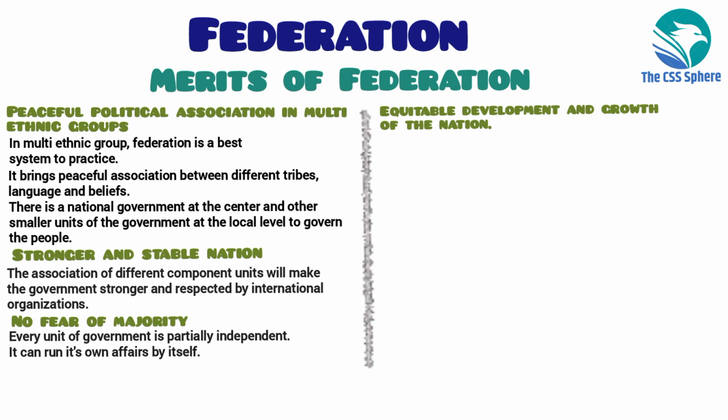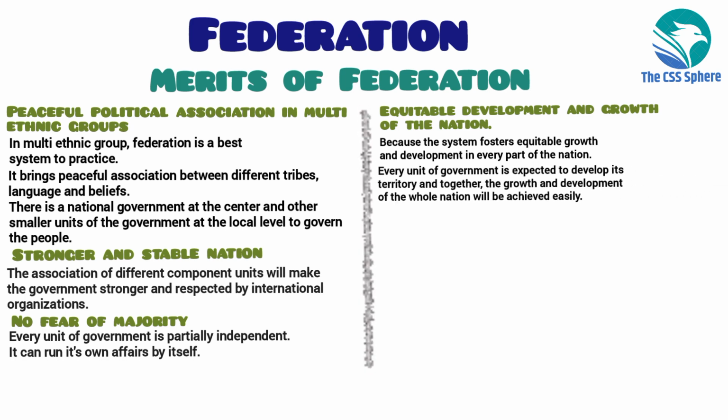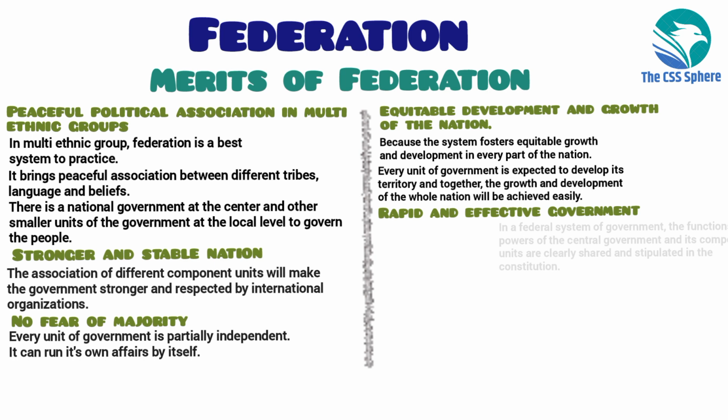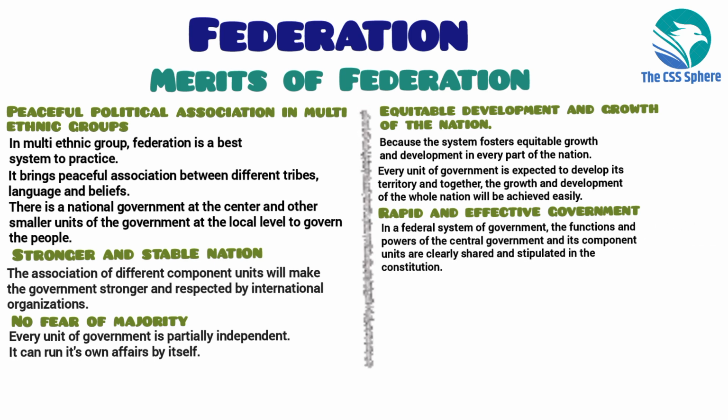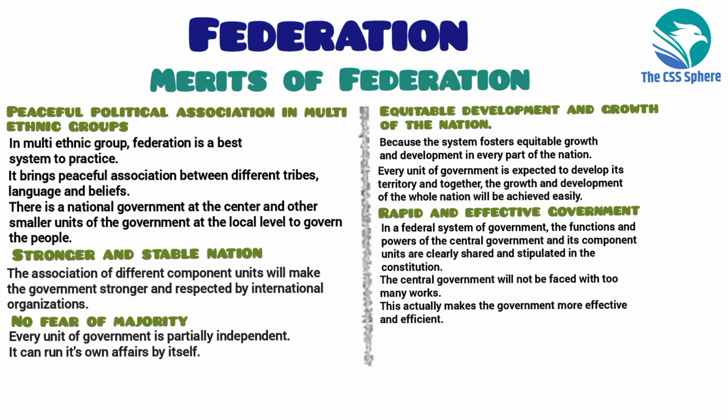Equitable development and growth of the nation. Here is the reason why countries like the United States of America practice federalism: because federalism fosters equitable growth and development in every part of the nation. Every unit of government is expected to develop its territory, and together, the growth and development of the nation will be achieved easily. Rapid and effective government. In a federal system of government, the functions and powers of the central government and its component units are clearly shared and stipulated in the constitution. Thus the central government will not be faced with too many works. This makes the government more effective and efficient.